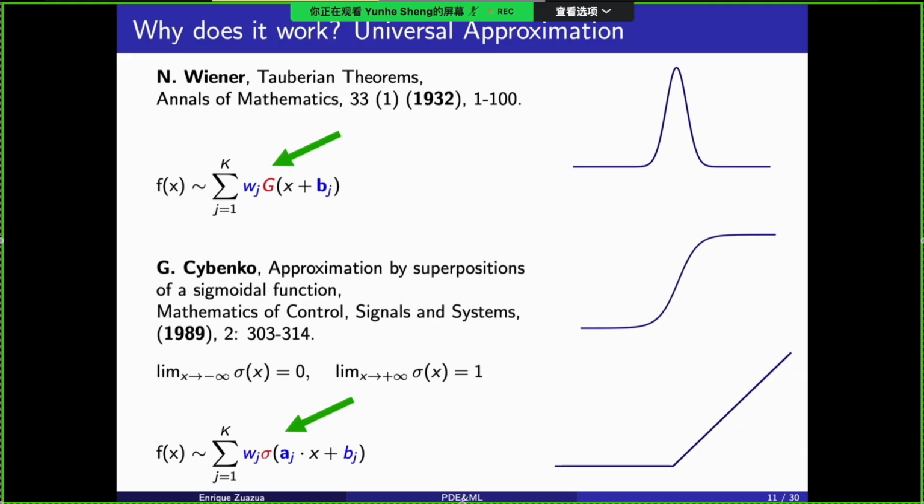But the idea is very simple. You have a Gaussian here, maybe very little, because I have an amplitude W which is small, and this is the center Vj here, and this is the amplitude Wj.